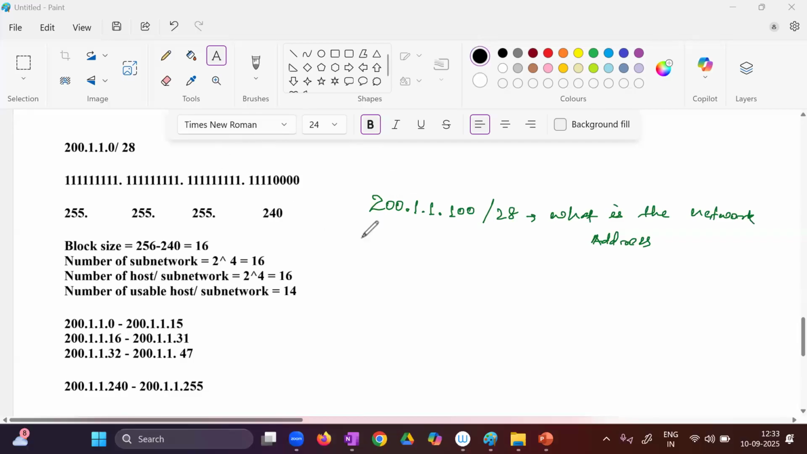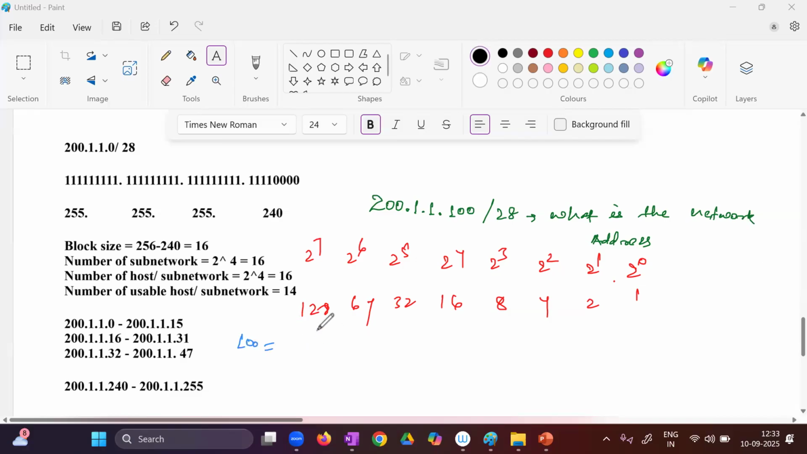96 is the answer. So first, the same thing, we'll write here. 2 power 0 is 1, 2 power 1 is 2, 2 power 2 is 4, 2 power 3 is 8, 2 power 4 is 16, 2 power 5 is 32, 2 power 6 is 64, and 2 power 7 is 128. Now, the value you have got is 100, right? So to write 100, you will not use 128, no? 64 you will use? Yes. 32? Yes. And the rest will be 0, and this is going to be 1. The rest again will be 0.